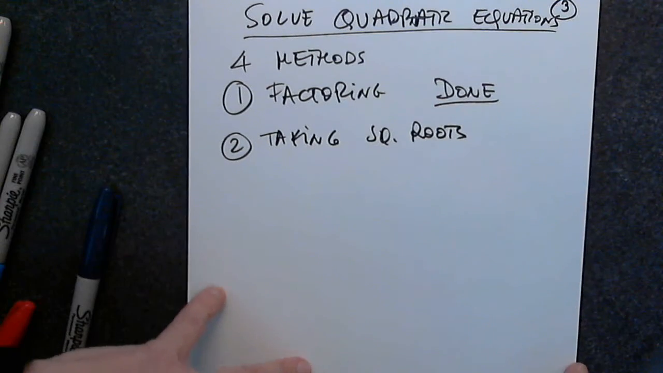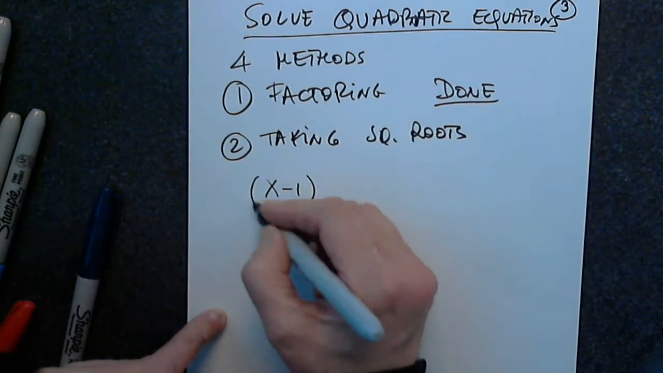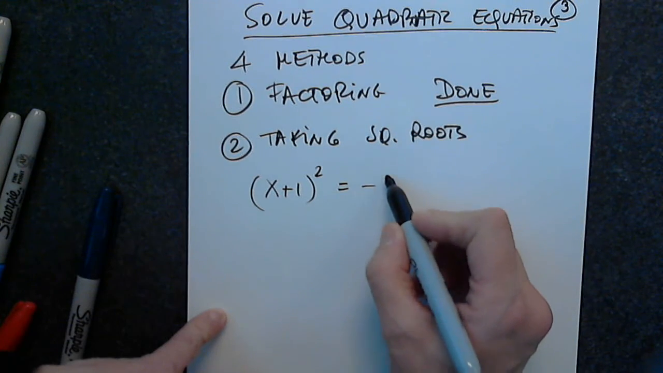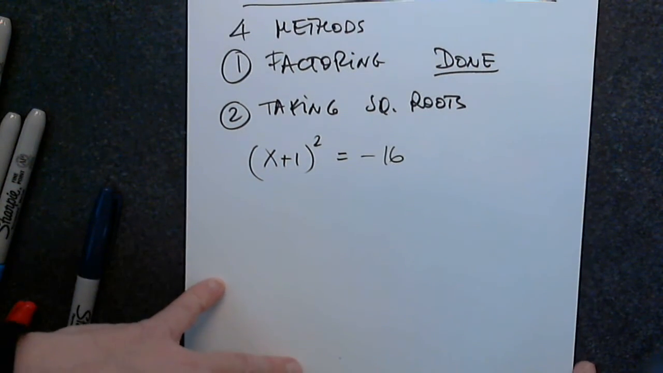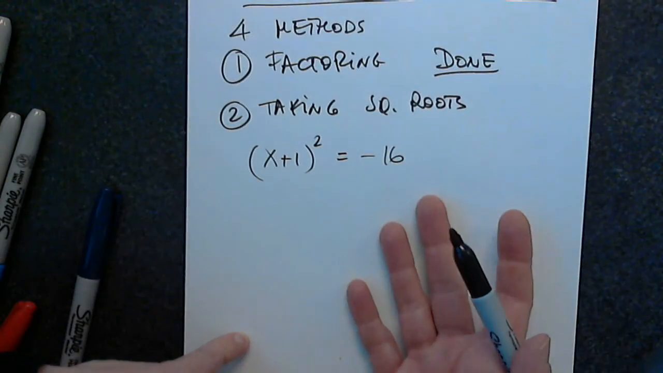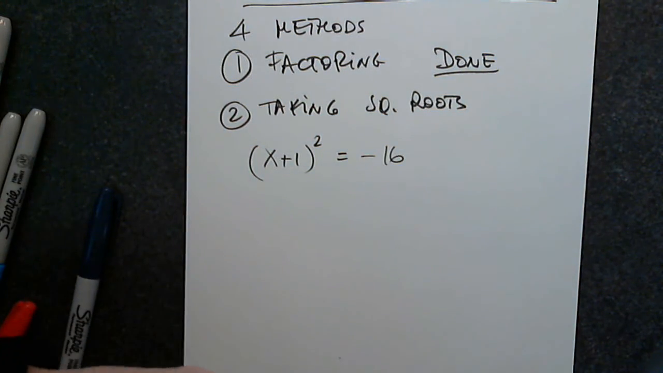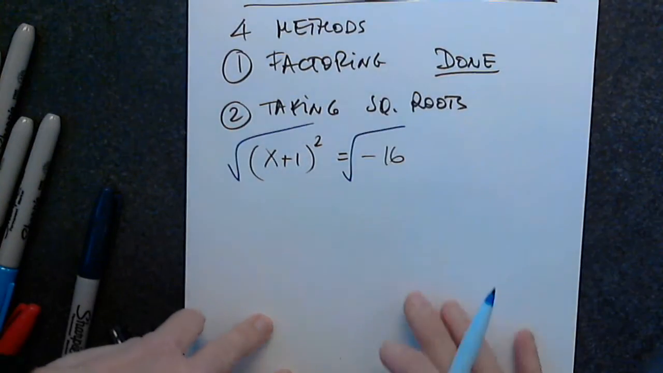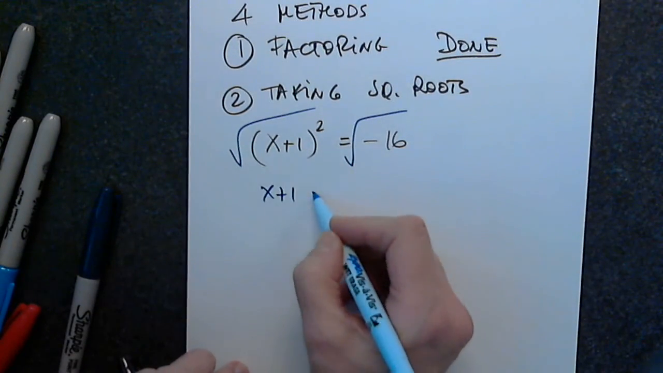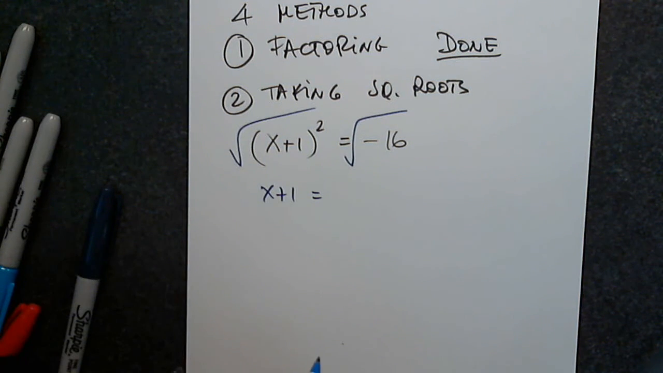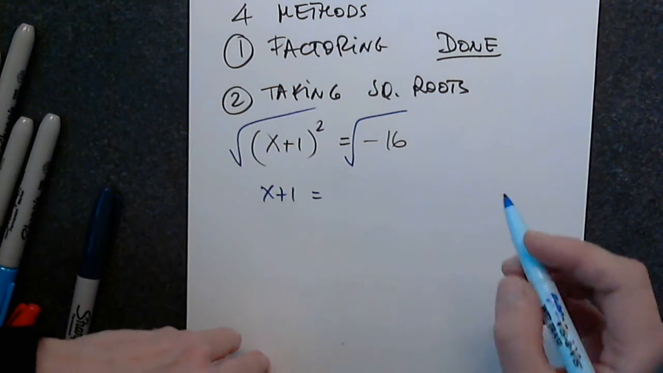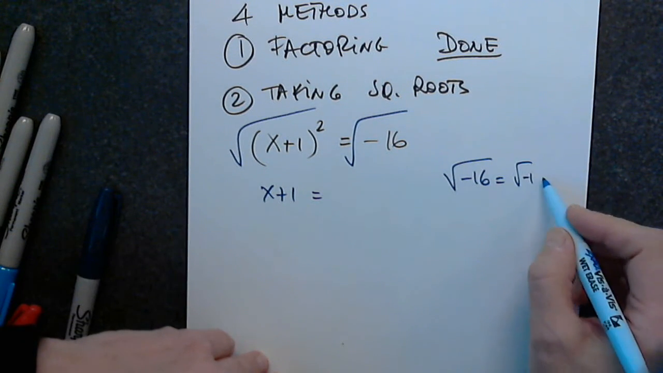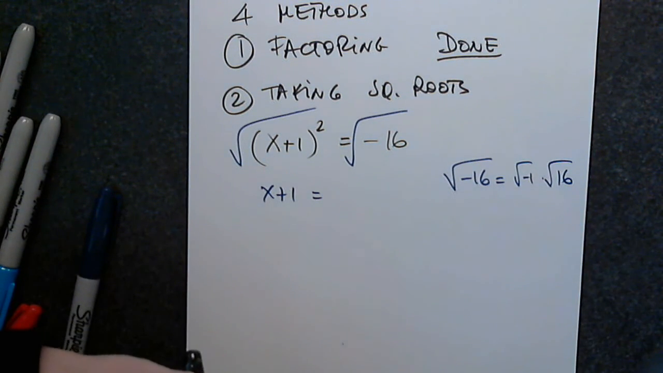So let's look at another example. Let's say (x + 1) squared equals negative 16. This is another typical example in which we have to take square roots from both sides. The left-hand side will be x plus 1. The right-hand side this time is not a real number. So the square root of negative 16 will be split into, if you remember, the square root of negative 1 and the square root of 16.